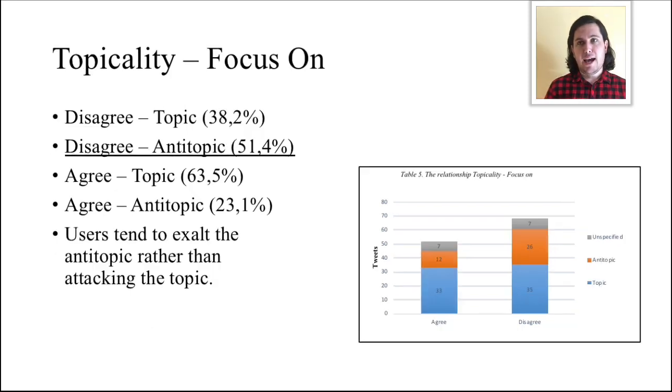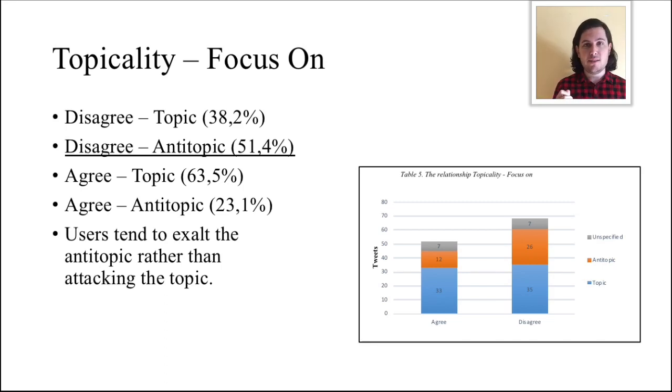The other relationship that was really interesting, that I thought would reveal different things that I didn't know, was the relation between topicality and focus on. Here, I thought that users would verbally attack the topic rather than exalt the anti-topic, but it turned out to be the other side of the story, because users tend to exalt the anti-topic rather than attacking the topic, with 51.4% of tweets being in disagreement as the topicality, but the focus was on the anti-topic, on the other one.